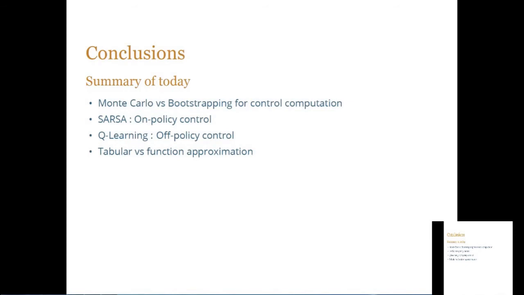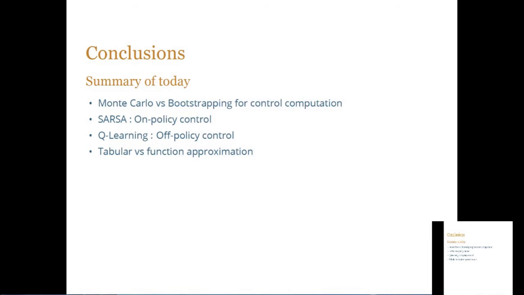So I'm going to summarize what we have seen today. I've shown you how you can do on-policy and off-policy control. How can you compute these optimal policies? That it goes beyond function evaluation of a policy. And we have seen this difference between doing Monte Carlo, which is unbiased but has higher variance, and it requires finishing an episode before performing updates, versus bootstrapping, which is biased, but it has less variance for control computation.